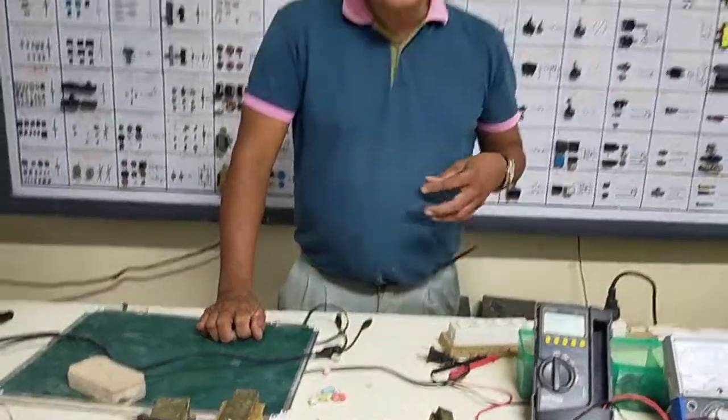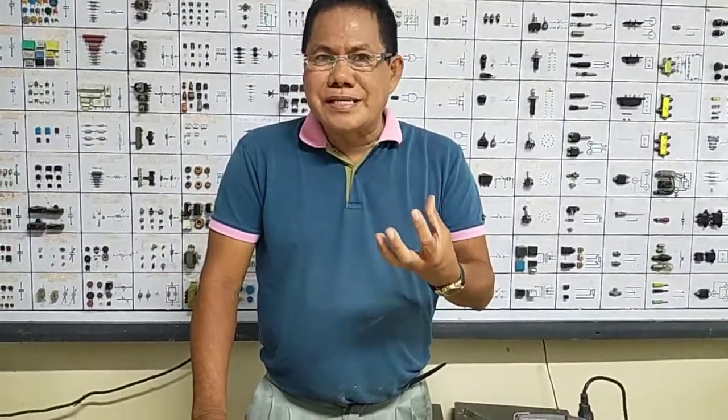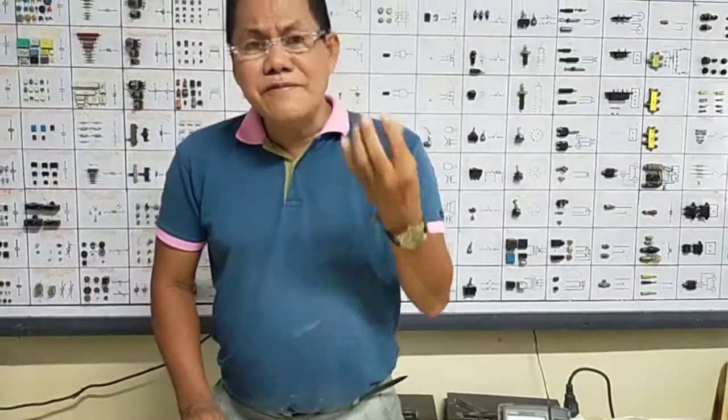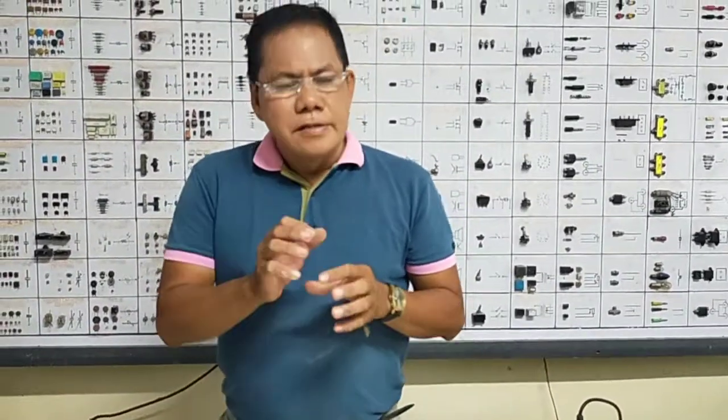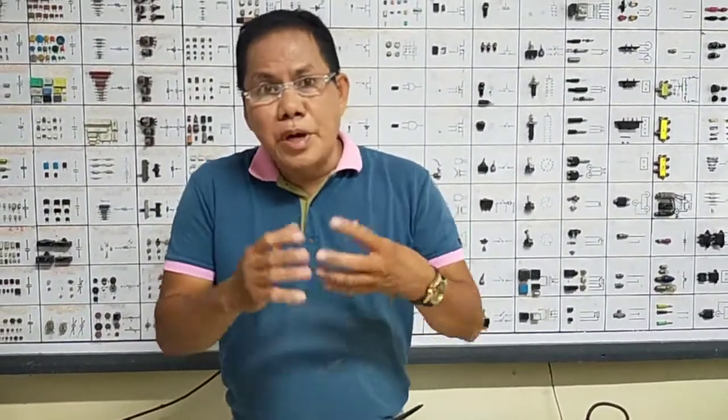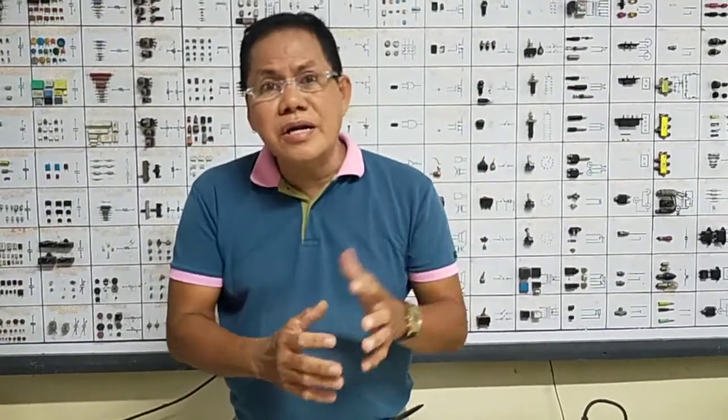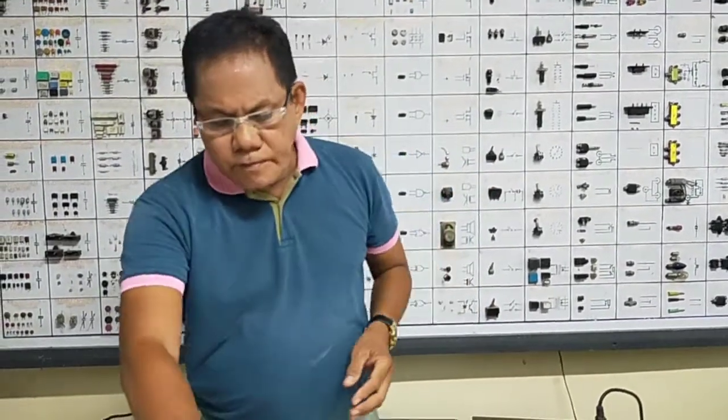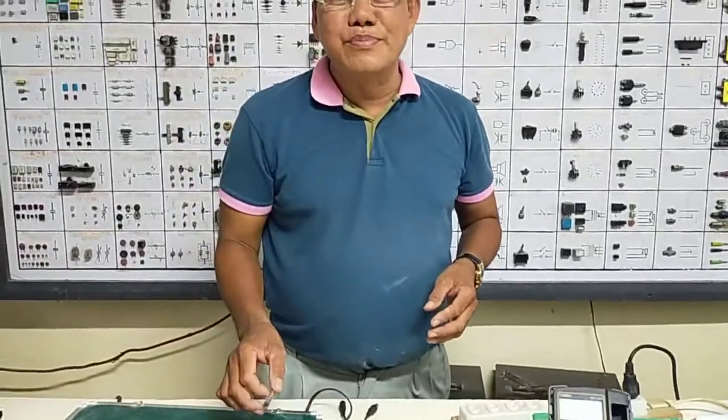A diode actually is made of semiconductor materials. Thus, a diode is a semiconductor device. Semiconductor materials which are widely used for the manufacture of diodes are silicon, germanium, and gallium.